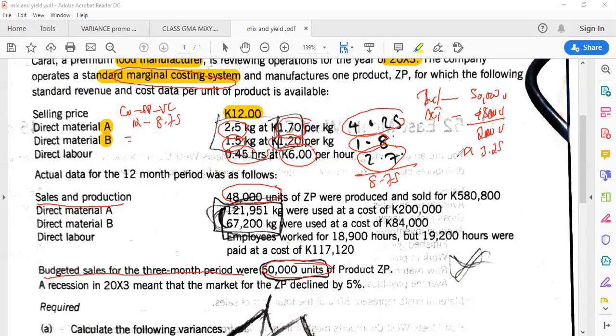3.25 kwacha per unit. So how much is our variance? Well, this variance is an adverse variance. How much is our variance? 6,500. You are giving me double figures. How much? 6,500. Okay. So the variance is 6,500 adverse.